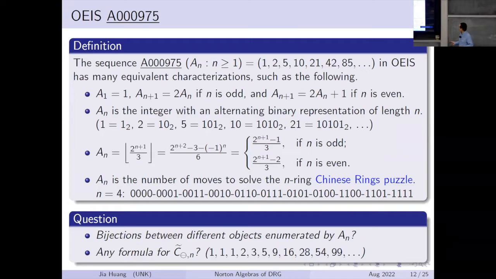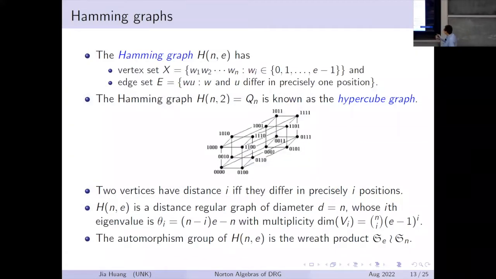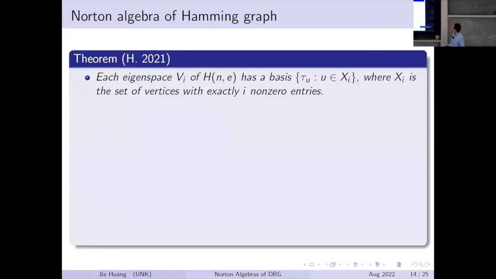Now let's go back to the Norton algebras. Let me show you this slide again. So it's about the Hamming graph. This is sort of like a running example for my work on Norton algebras. So let me first present my results on the Norton algebra of the Hamming graph H(n,e).